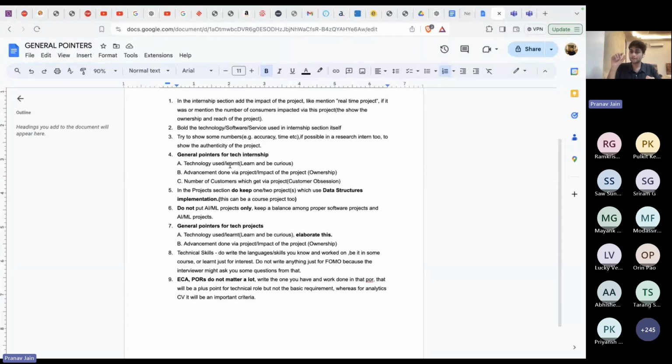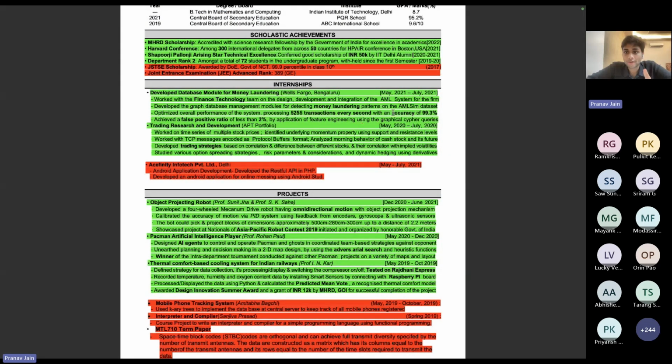And do include numbers in your project. Likewise, we included this accuracy of 99.3%. If you have any numbers, if you have reduced the run time of the project, or increased the accuracy of your model or your search model, just write that.